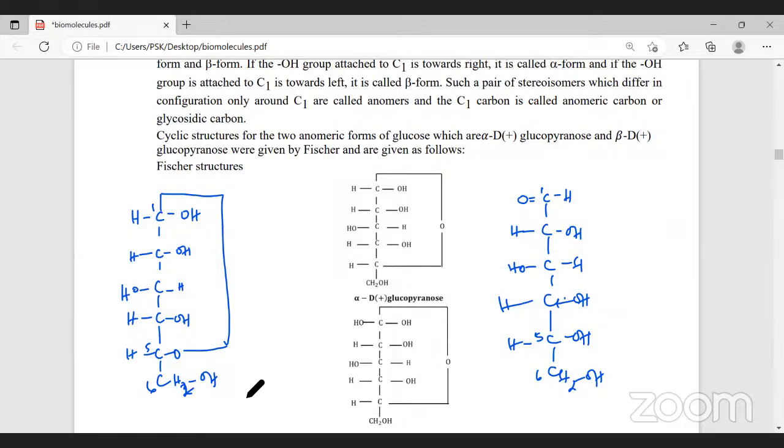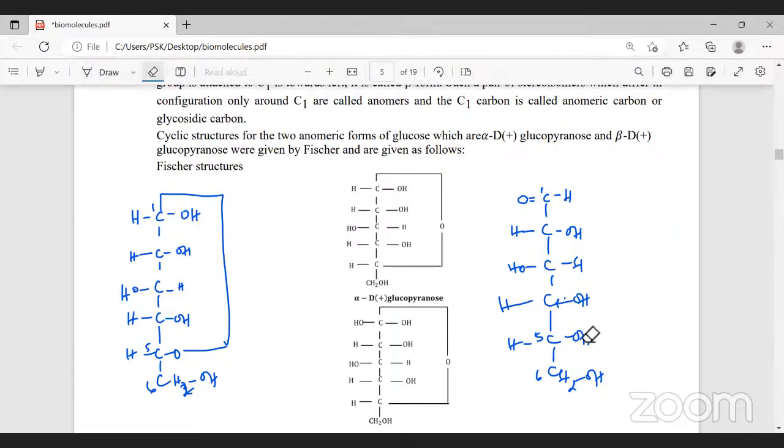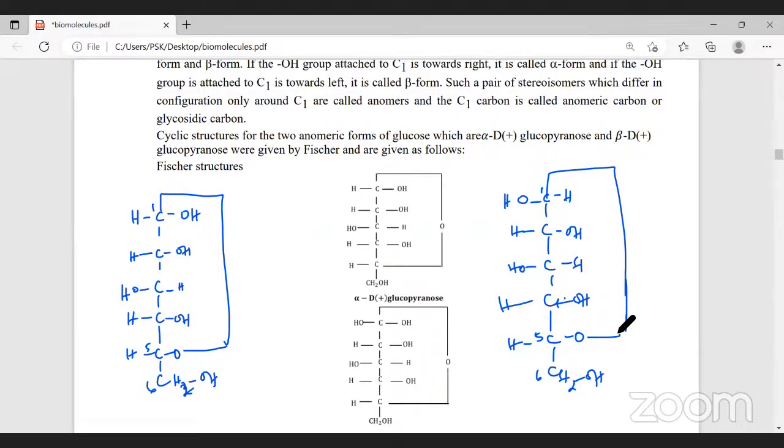Similarly, now if we go for this, the hydrogen atom of the OH group of the fifth carbon atom gets bonded to the oxygen atom of the first carbon atom. Therefore, the pi bond breaks. Now, the first carbon atom and the fifth carbon atom are bonded through oxygen. So these are the ring structures of glucose.